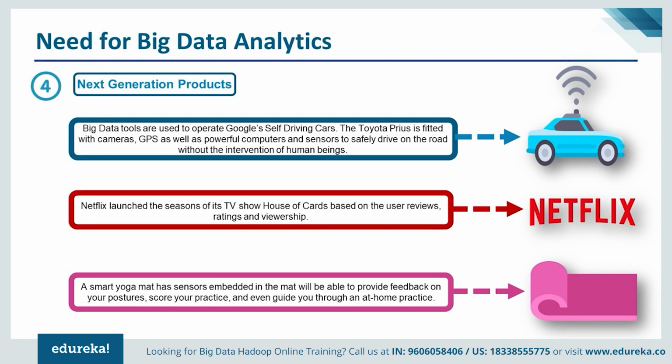Another example of a self-driving car is the Toyota Prius, which is fitted with cameras, GPS, as well as powerful computers and sensors to safely drive on the road without the intervention of human beings. So this is how big data analytics is contributing to making such high-tech products, which in the long run we will probably be using, and it will make our life easier.